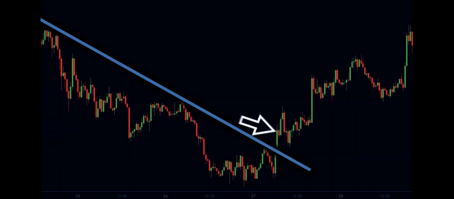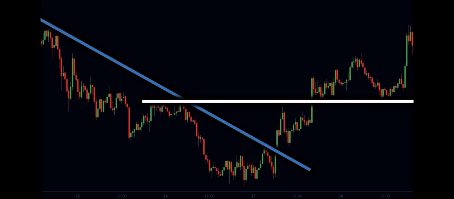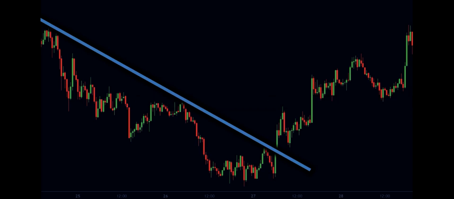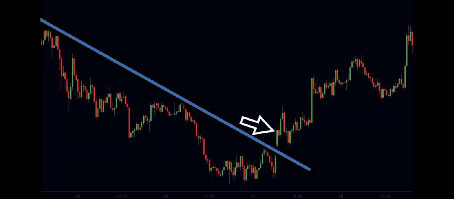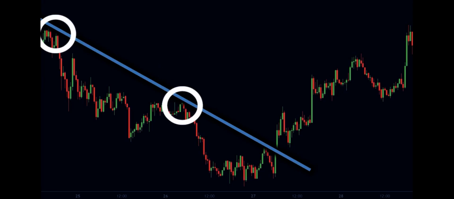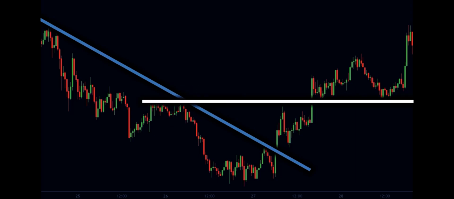After the breakout, we will mark a horizontal line at the nearest resistance level. To identify the most recent resistance level, here is a trick. Whenever we spot a breakout, we will look at the trend line. The price touched the trend line at these points. We will identify the last point that touched the trend line before the breakout. We will mark that high as the resistance level.